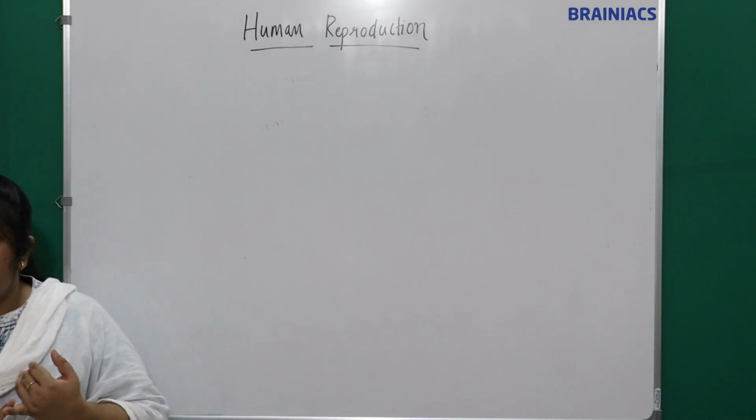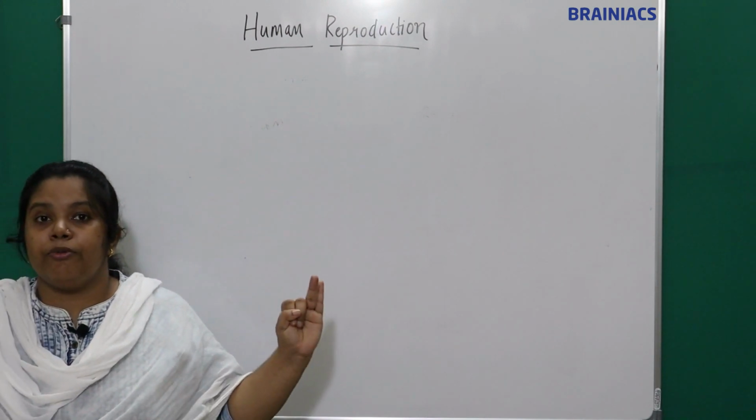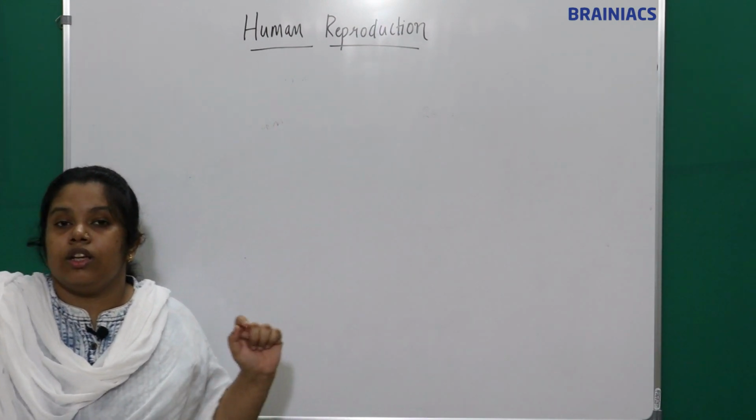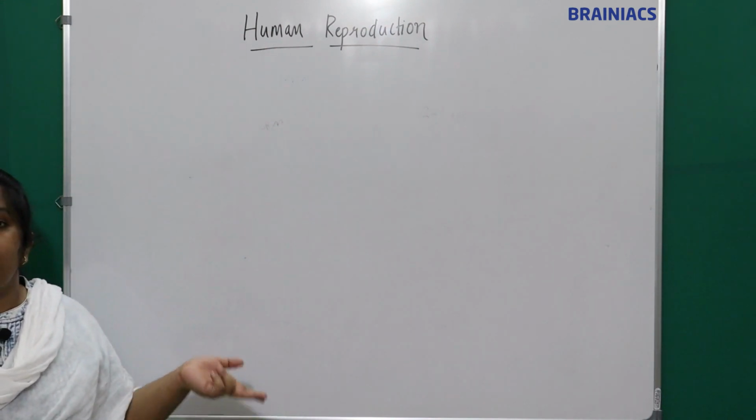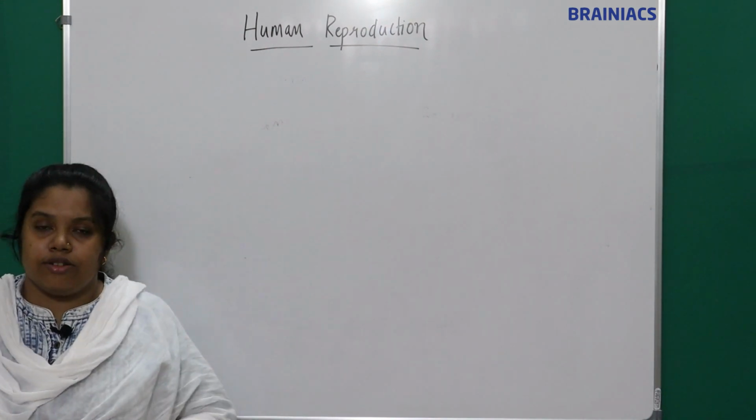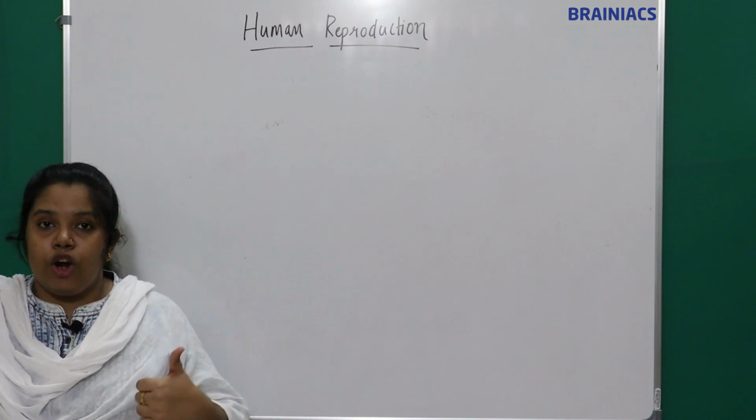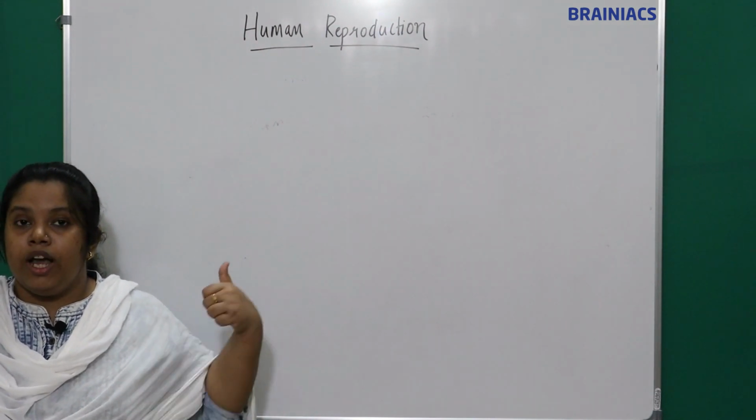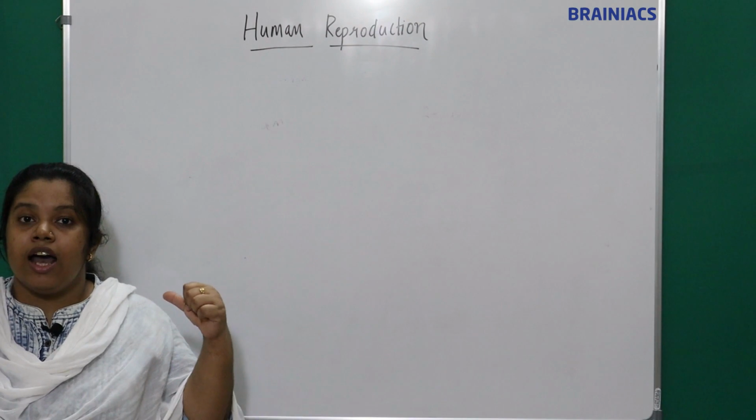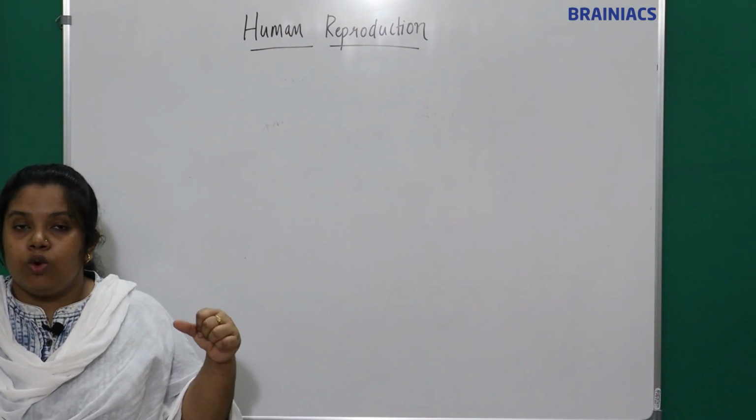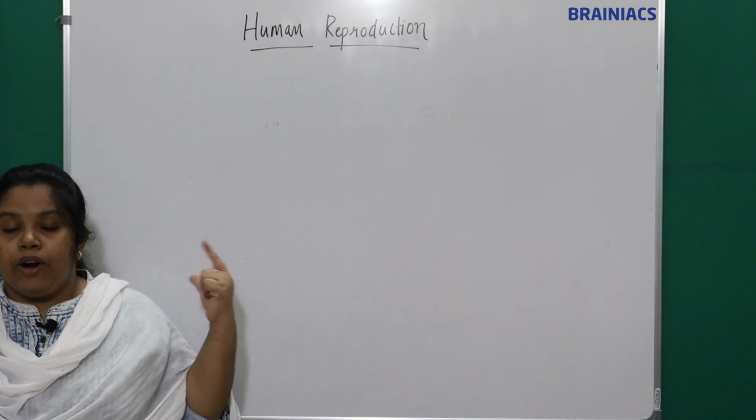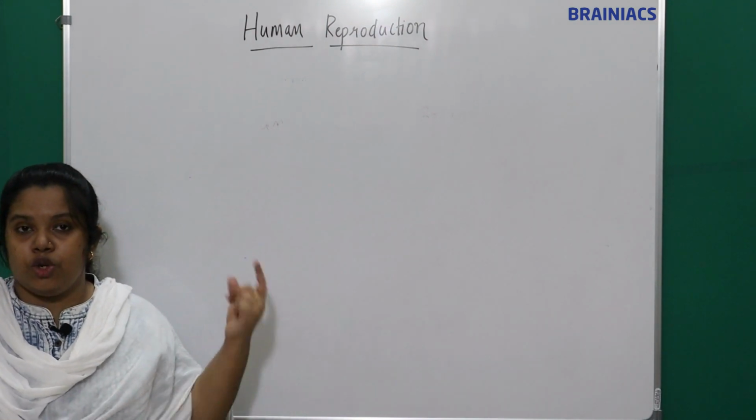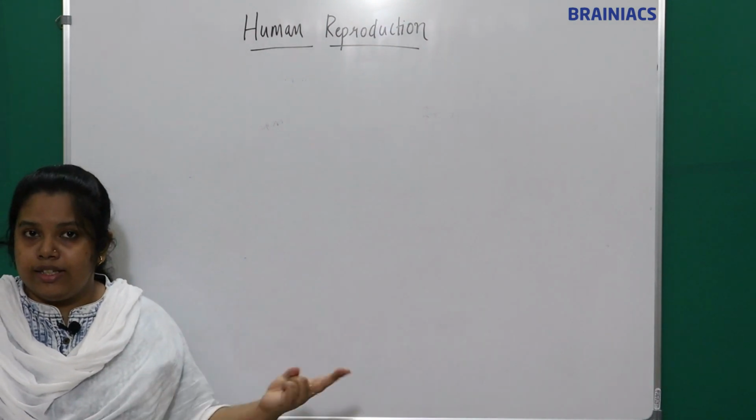What are the functions of the ovary? The function of the ovary is the production of ovum and production of female sex hormones. What are the female sex hormones? Estrogen and progesterone. Then we have discussed the secondary sexual organs. First one is the fallopian tube. What are the parts of the fallopian tube? Infundibulum, which has fimbriae to collect the ovum released from the ovary. Then we have the wider part, the ampulla, where fertilization occurs. Then we have the narrow part, the isthmus.